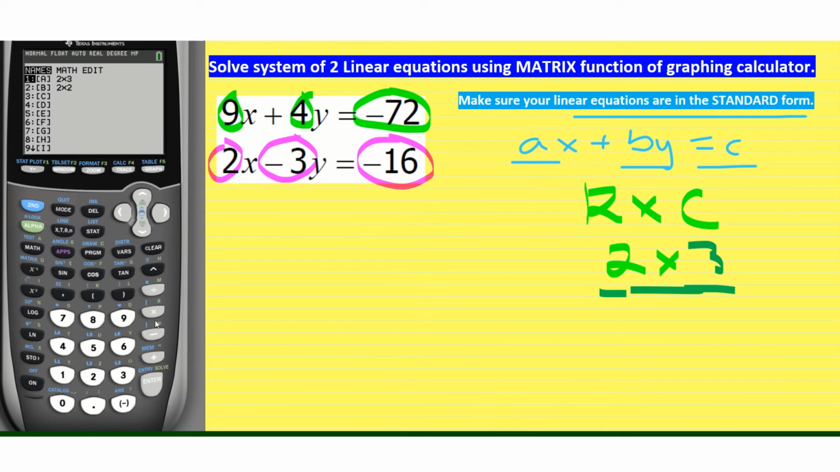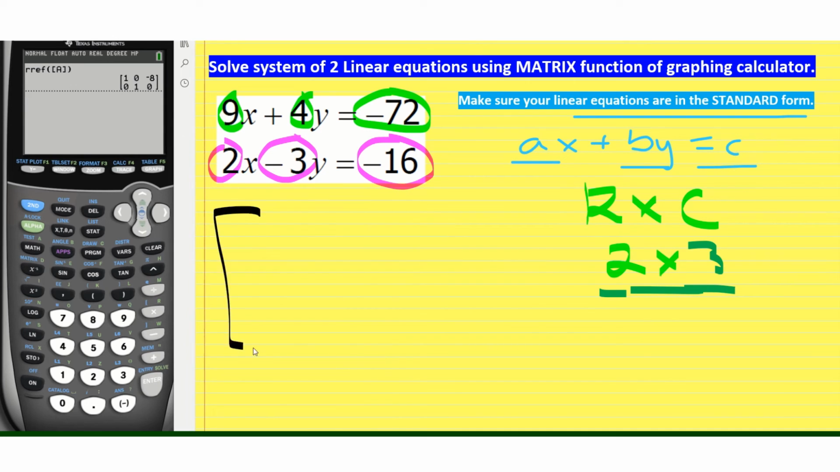So I'm just going to choose the number 1 that's already lit up, and I'll push enter, and then I'm going to close my parentheses with the closing parenthesis. I'll push enter, and when I do that, it gives me an answer matrix. It gives me an answer matrix of 1, 0, 0, 1, -8, and 0.